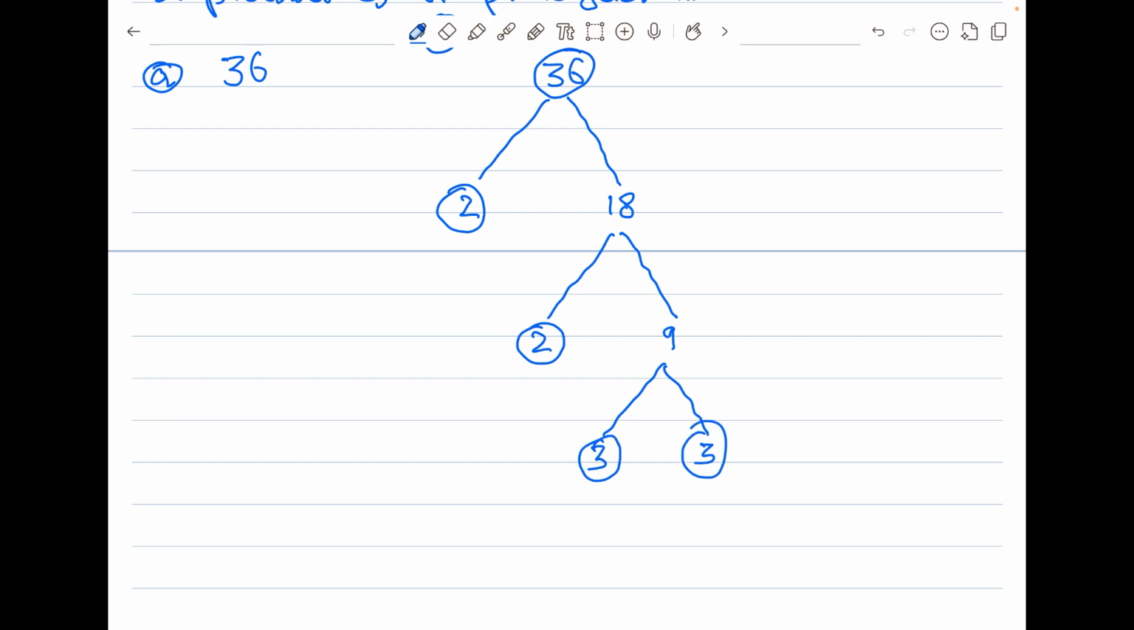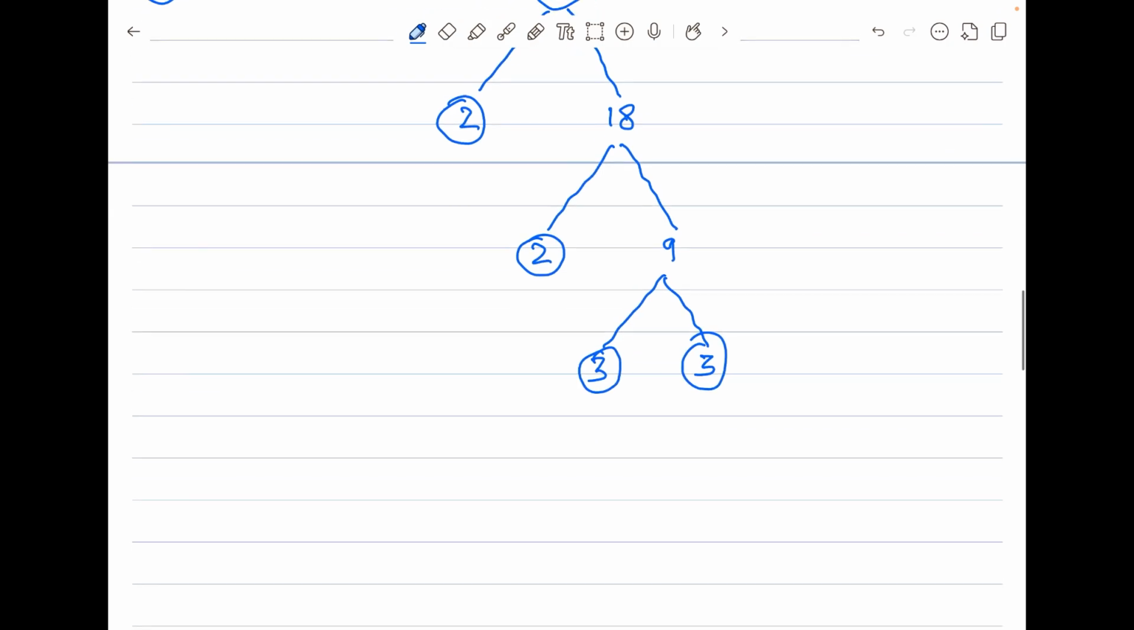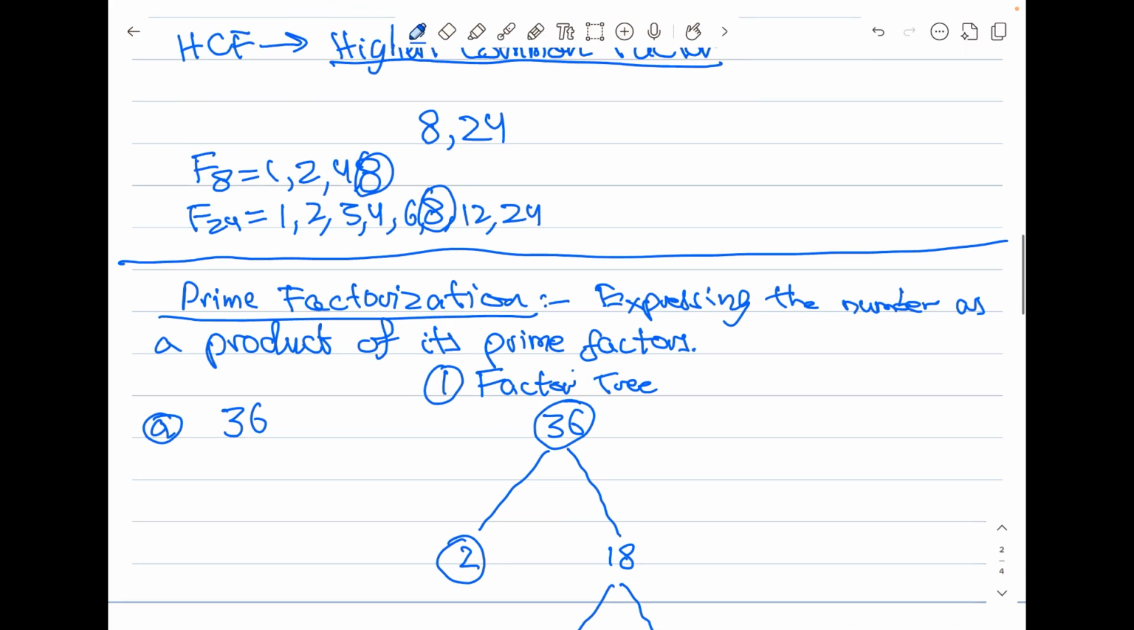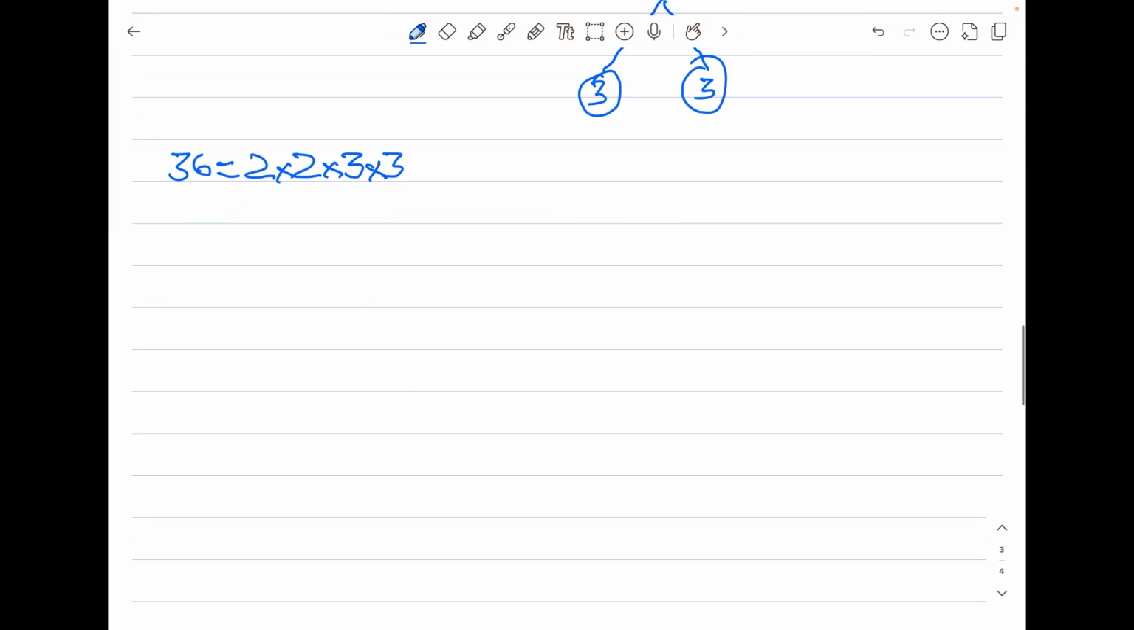all the prime factors. So this tells us that 36 can be written as 2 multiplied by 2 multiplied by 3 multiplied by 3. All right. So this is the prime factorization of 36. Now let's do it for another number, for 48.